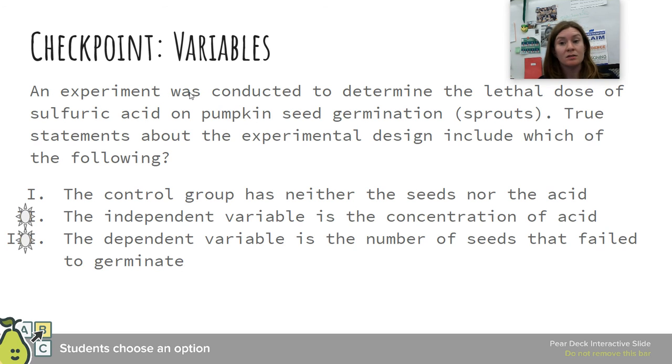So you're right, I hope. I don't know. The answer is 2 and 3. The independent variable is the concentration of acid, and the dependent variable is the number of seeds that failed to germinate.